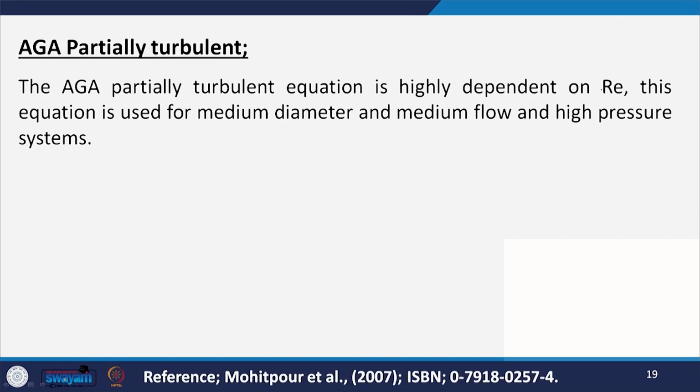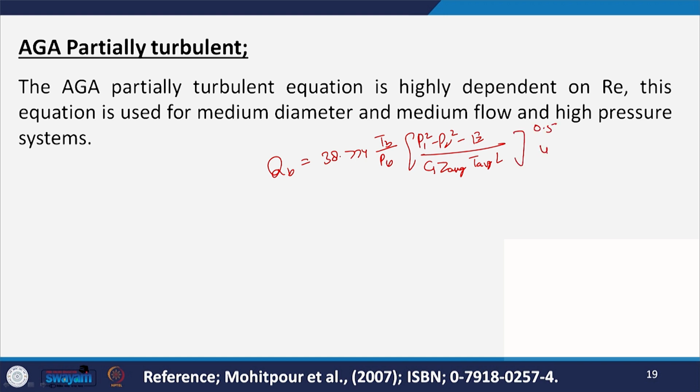Now AGA partially turbulent, this AGA partially turbulent equation is highly dependent upon Reynolds number. Now this equation is used for medium diameter and medium flow and high pressure system. Now let's write this particular equation. This Qb is equal to 38.774 Tb upon Pb, P1 square minus P2 square minus E upon G Z average T average L to the power 0.5, 4 DF log Re upon 1.4126 square root of F, D 2.5.